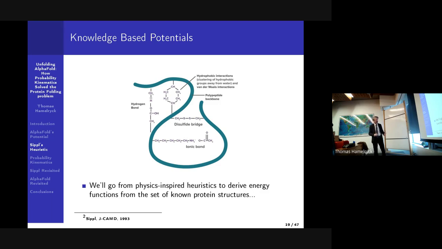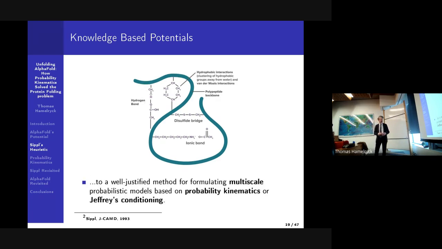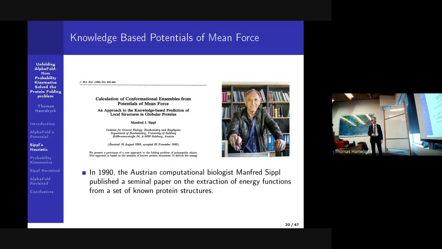So what I will tell you now is we'll go from some heuristics that are inspired by physics, and they seemed to work, but they are heuristics. We're going to move from this heuristic approach to a well-justified method for formulating multi-scale probabilistic models that are based on probability kinematics or Jeffreys conditioning. That's the transition that we're going to make.